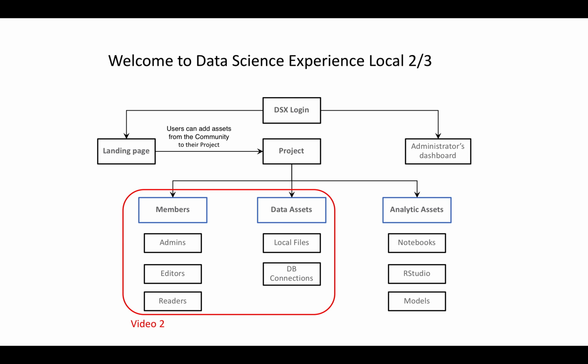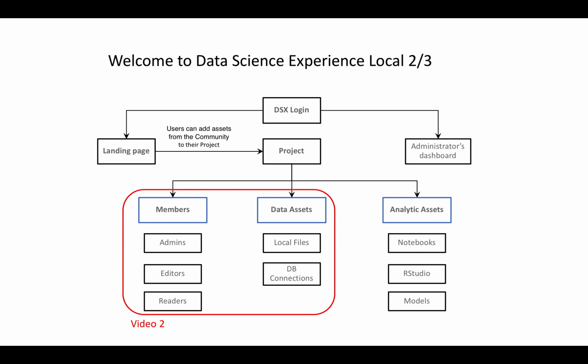Inside a project, you can have different types of elements: members or collaborators. Collaborators can be added to a project in one of 3 different roles: administrators, editors, and read-only access. Data assets can be added to a project and they become accessible to all project members, with rights corresponding to their role. Data assets can be files that are uploaded directly to the project or can be database connections from which data can be pulled into DSX.